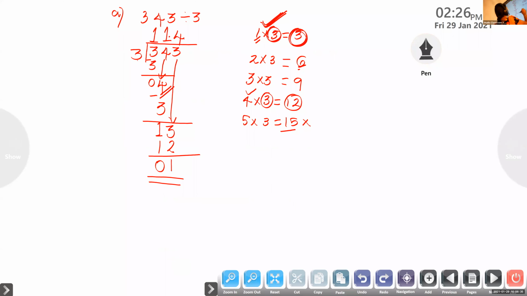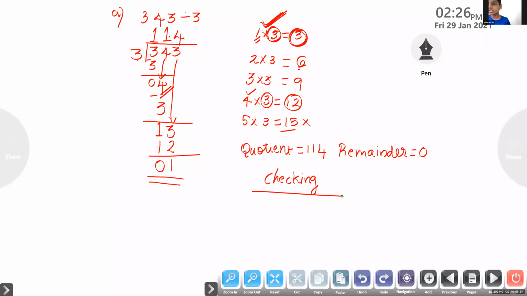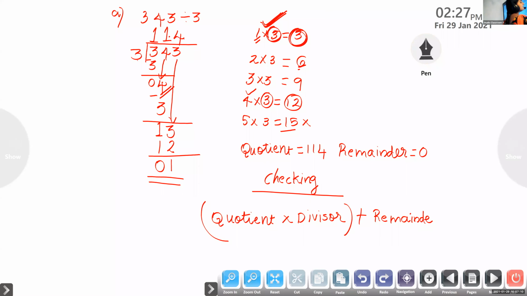So what is the quotient over here? 114. What is the remainder? 1. Now, to do checking, what do you have to do first? Quotient into divisor plus remainder is equal to how much? It should equal 343, that is our dividend. We have to get our dividend.